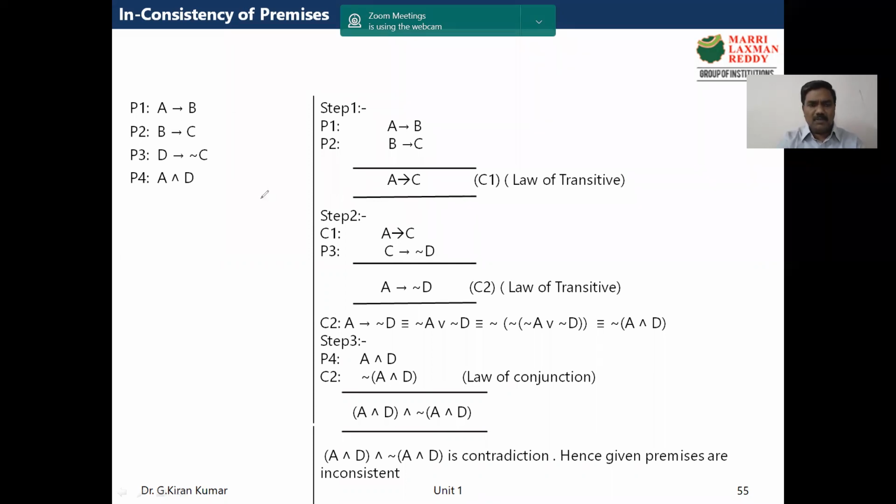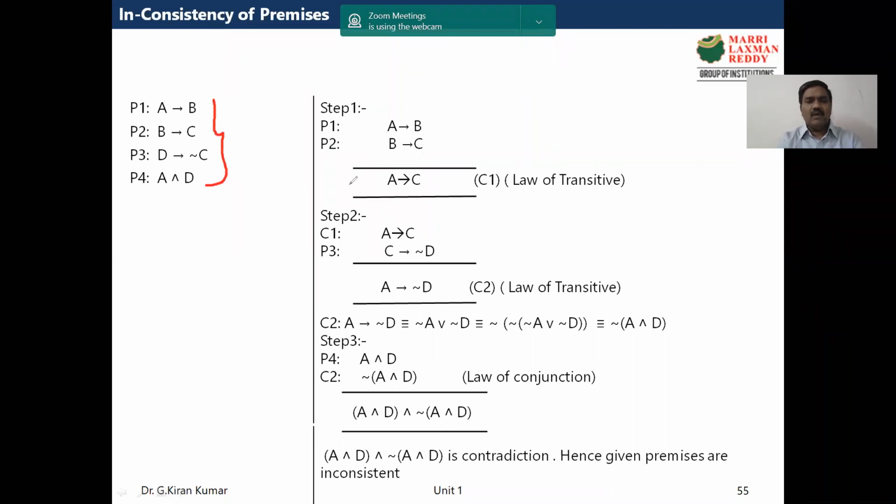Yeah. So all these premises once again I have taken on the left side. Now, I'm just taking step one. You take premise 1 and premise 2, A implies B and B implies C. So naturally, by the law of transitivity, I can argue A implies C. I'm calling this the conclusion part.